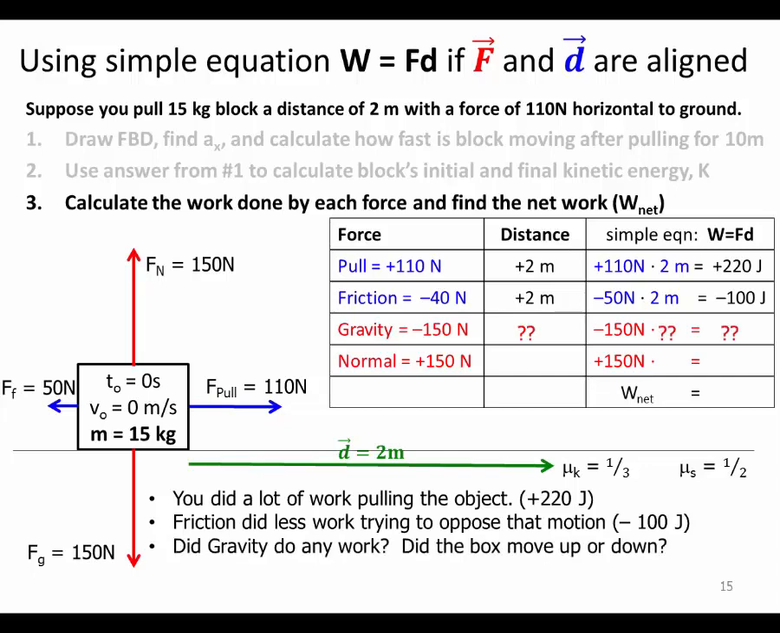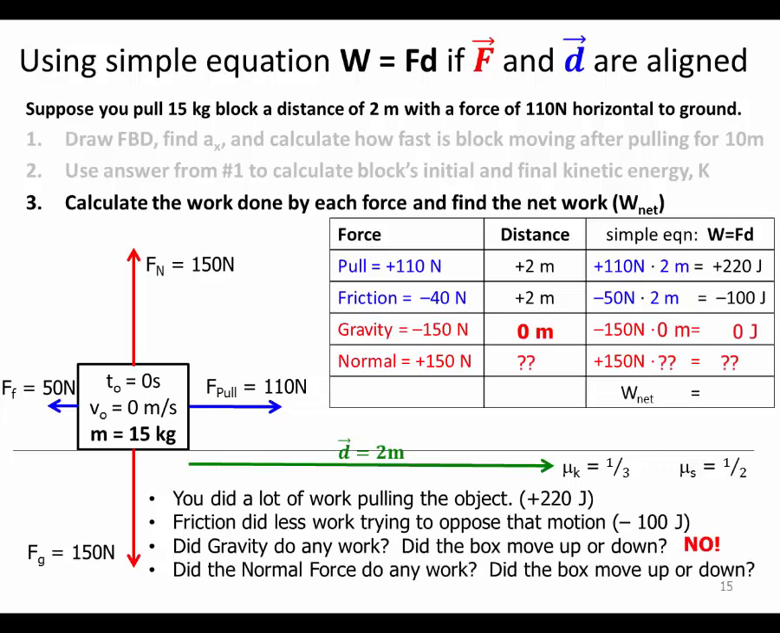Did gravity do any work at all here? Did the box move up and down? No. So gravity didn't do any of the work in this situation, and so there was no work done in the y direction. In the same sense, the normal force is acting in the y direction as well, but there is no motion in the y direction. So gravity and normal force would like to take some credit for the work done, but they did nothing here. We did all the work, so let's take credit for it. Gravity and normal force actually provide no work for the situation.